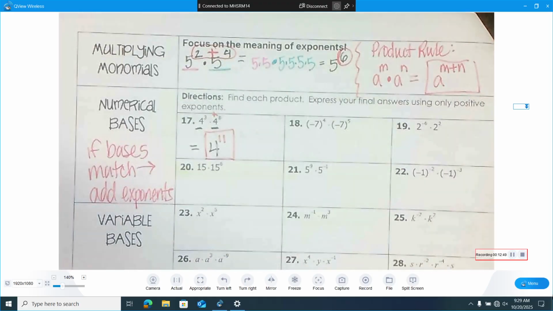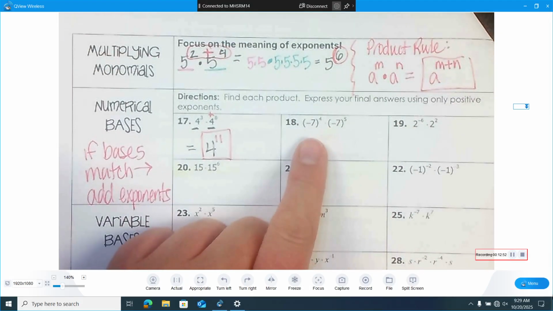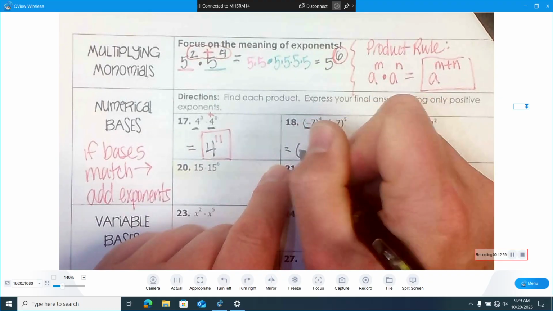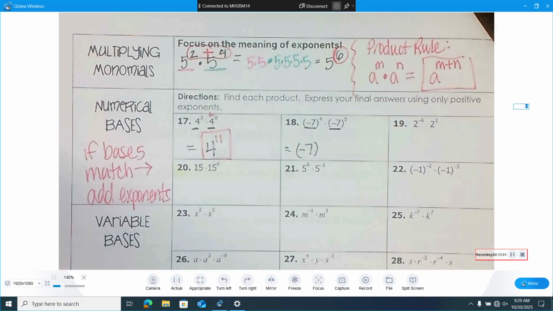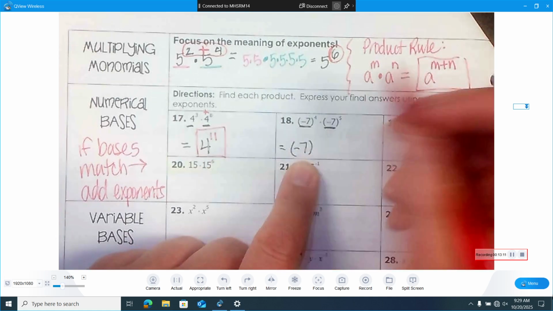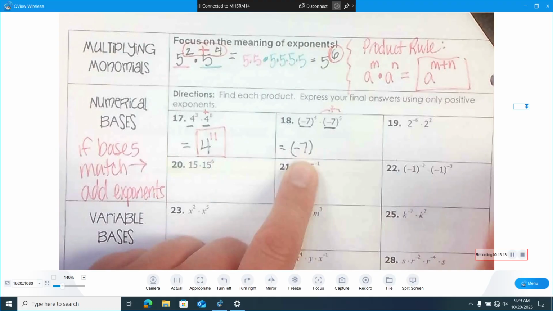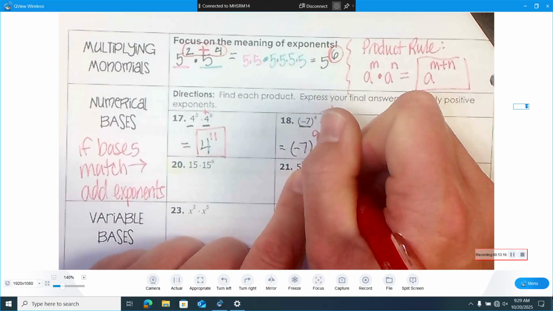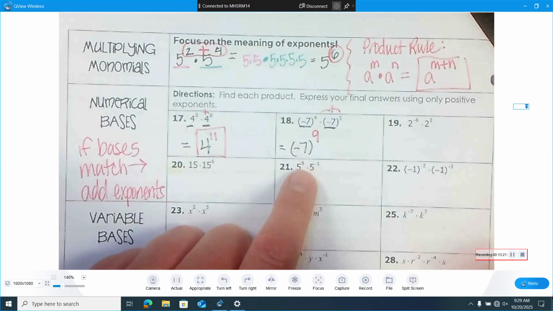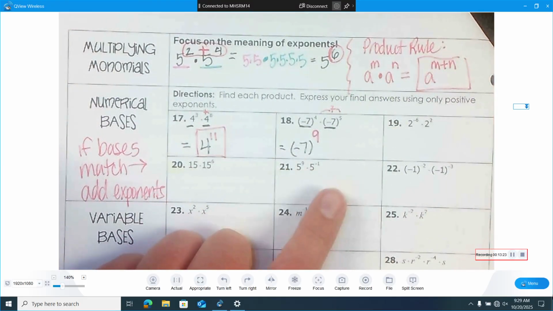All right, let's look at number 18 here. What's our base? -7. That base is going to stay the same. It's also in parentheses, so I want to keep it in parentheses. I do not want to change it. What do we do to the exponents? Add the exponents. 4 plus 5 is 9. This is a great answer. We're going to leave it just like that.